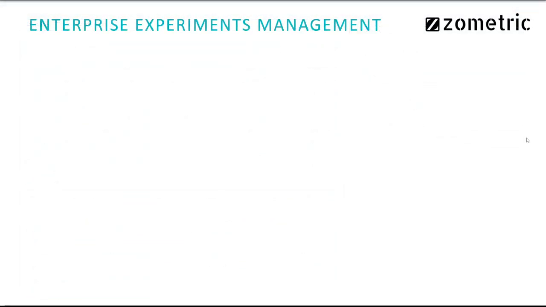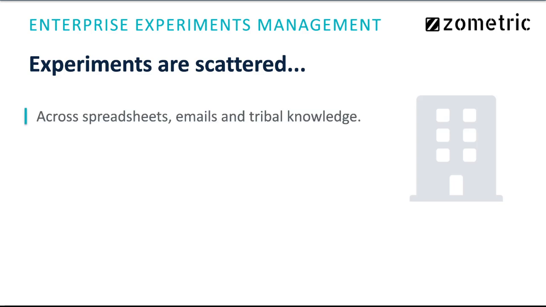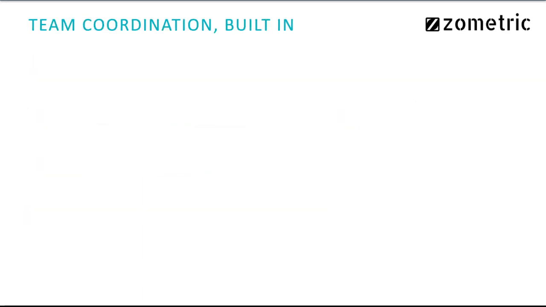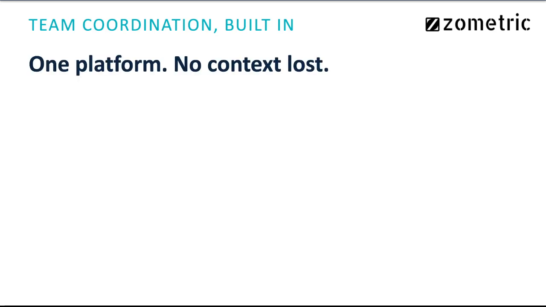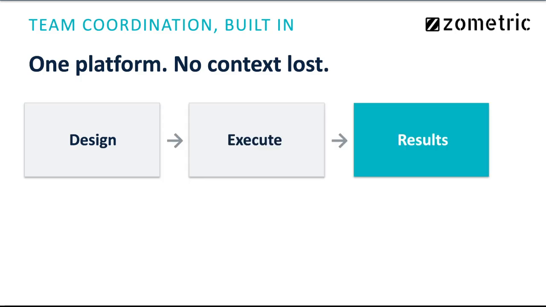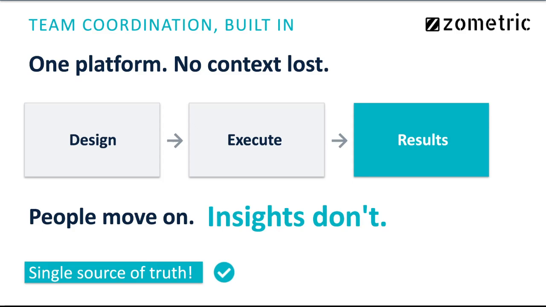Here's where Zometric goes beyond traditional DOE tools. In most organizations, experiments don't live in one place. They're scattered across spreadsheets, emails, and the memories of people who may have since moved to another team or left the company entirely. Zometric changes that. Every experiment, its design, its runs, its results, and its analysis is saved within the platform. Someone designs the experiment. Someone else on the floor conducts the runs. The results come back into the same system. If that engineer moves on tomorrow, the insights stay. Your organization builds a living, growing body of experimental knowledge, a single source of truth that compounds in value over time.